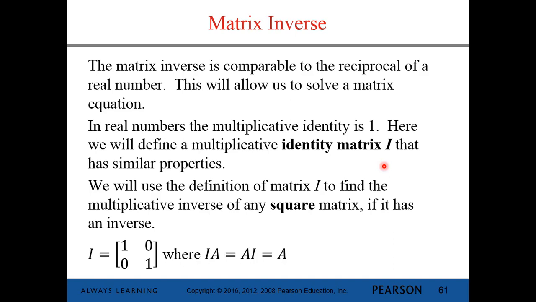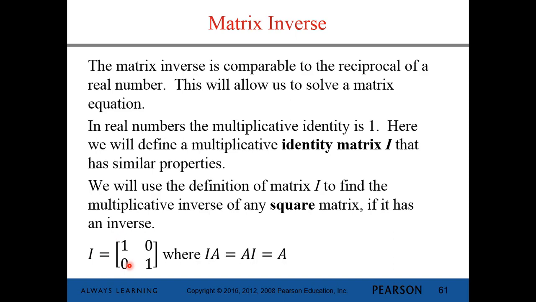So we're going to use the definition of the identity matrix to find the multiplicative inverse of any square matrix, and that's the key word. It has to be a square matrix if it has an inverse. So not all square matrices have inverses. If it does have an inverse, then we should be able to multiply those two matrices, A, and we'll call the other one A inverse, and those should give us the identity matrix. We're going to talk about that in a little bit.